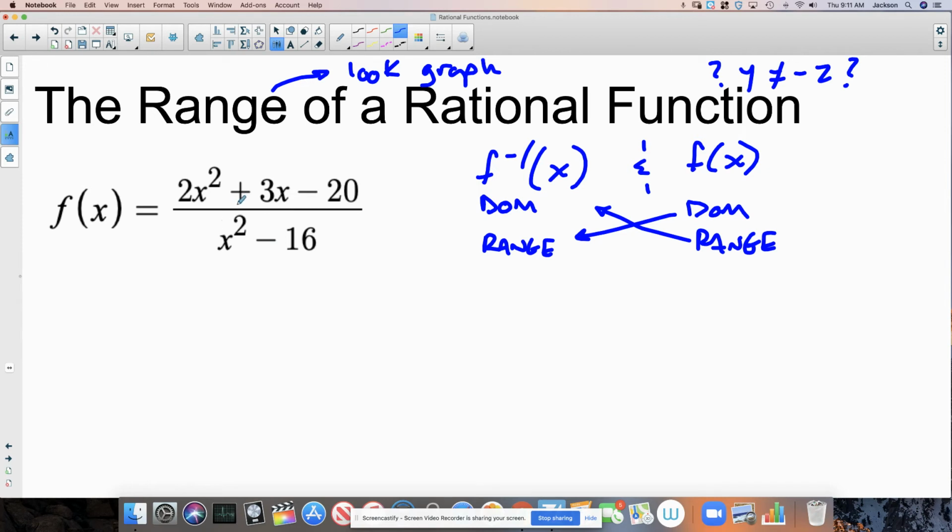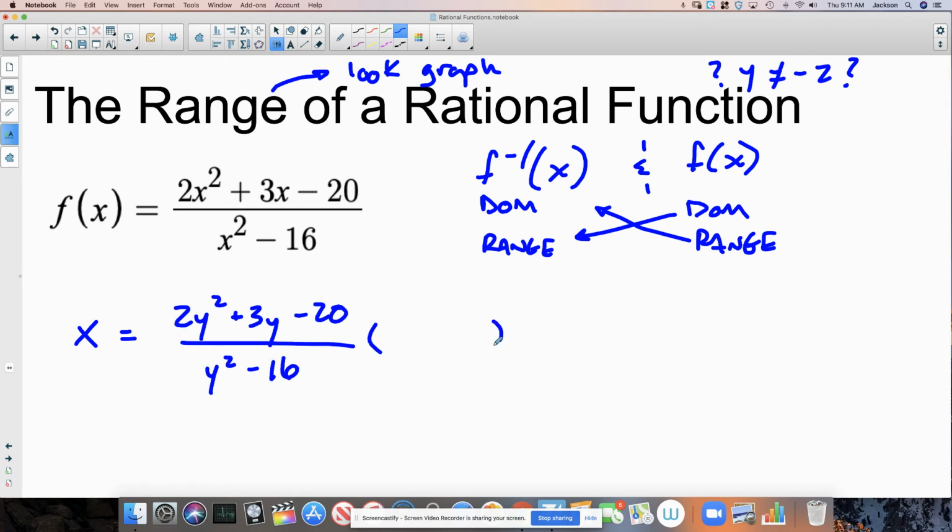Now, that process for something that looks as horrible as this would imply we're taking this and making this x, and taking the x's and making them y's. Something like this is probably not going to be very fun to do. It would start by multiplying the y squared minus 16 over to the other side, and multiplying this side by y squared minus 16 so that we can get rid of this. I don't think we're going to go all the way through this problem.